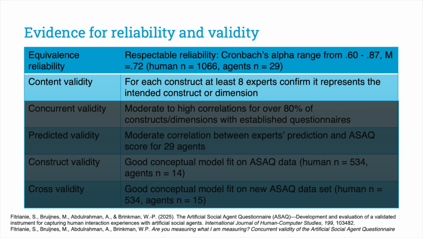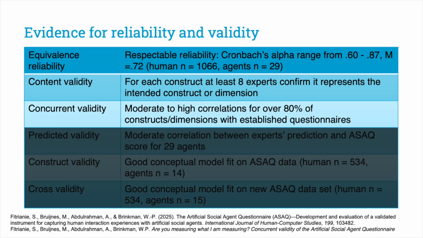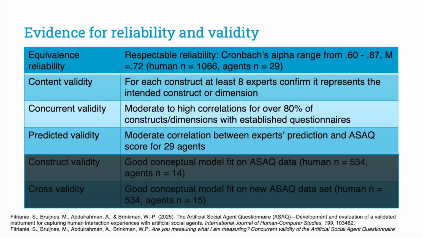Content validity: all the constructs that are now included have been examined by experts, and experts have confirmed that these items have something to do with the constructs that are measured. Concurrent validity: we also have work that analyzed the correlations of ASAQ with other questionnaires, and for 80% of the constructs in ASAQ we found moderate to high correlations with established questionnaires. Predictive validity: experts made a very rough prediction of what the values of those constructs should be, based on looking at the agent, and we compared that with the actual ratings of users and found moderate correlation. So there is a bit of evidence there as well.